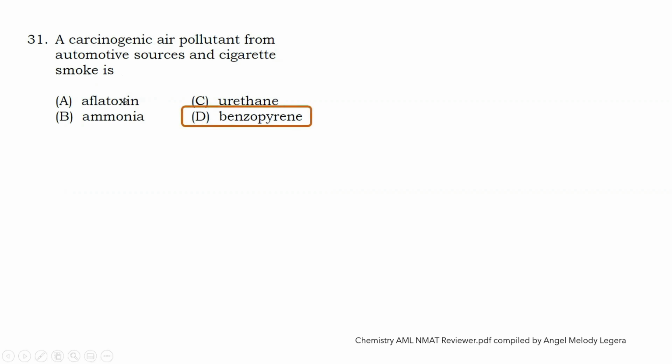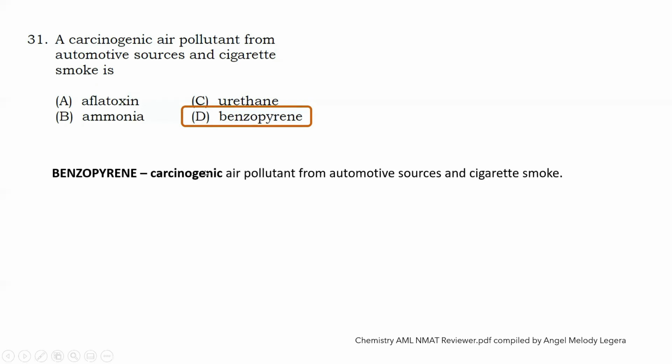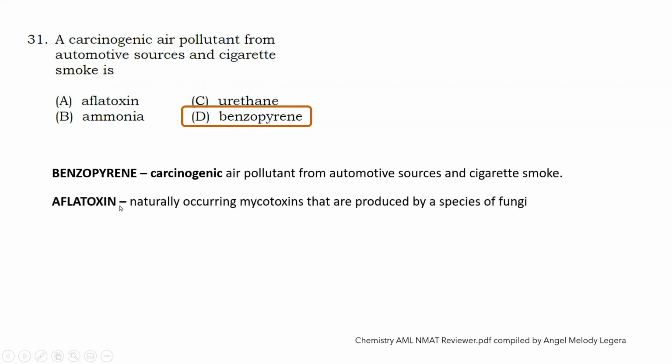So, kailangan ma-familiarize natin yung meaning or yung definition ng bawat choices. So, pag benzopyrene, siya yung carcinogenic air pollutant. And then yung aflatoxin naman, naturally occurring mycotoxins that are produced by a species of fungi. So, kapag sinabing mycotoxins, yun yung toxins na napoproduce ng fungi and possible na mag-cause siya ng acute poisoning, ng immune deficiency, and cancer to humans.